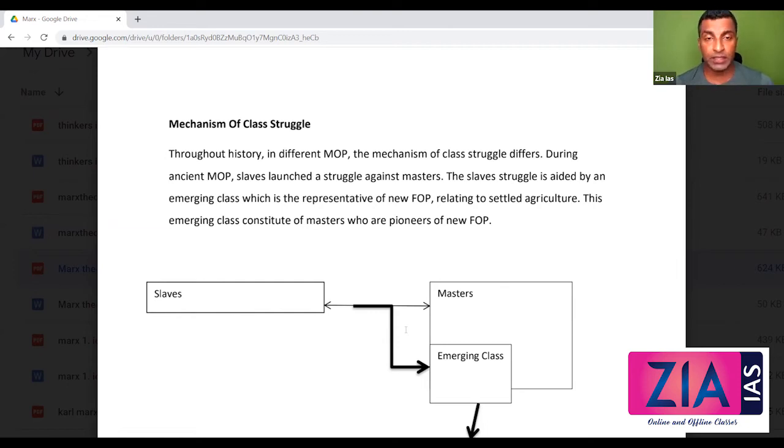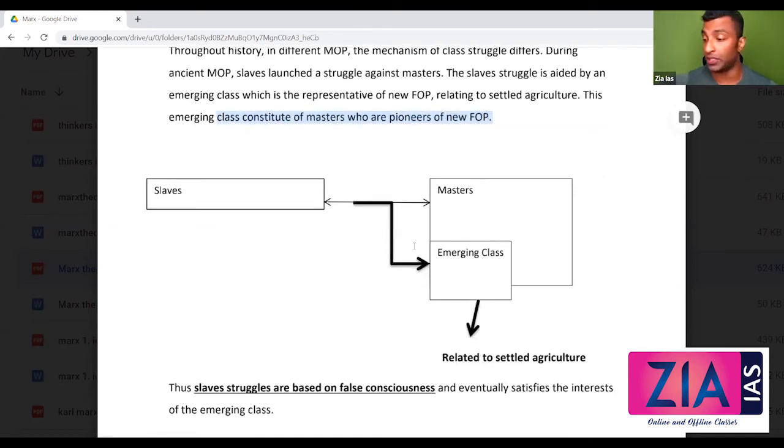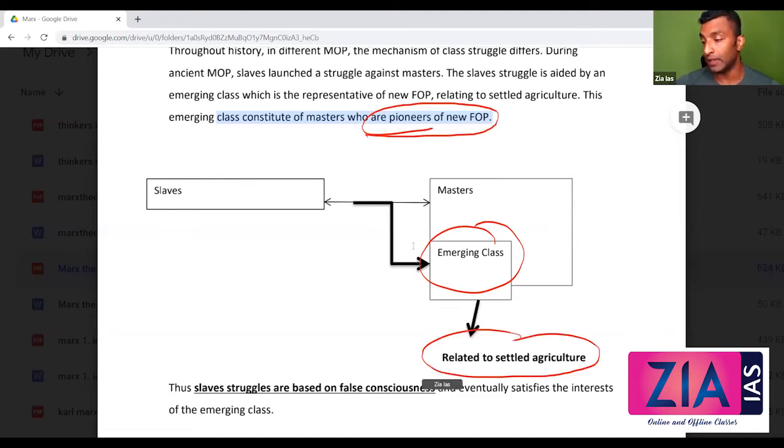During the ancient mode of production, slaves launched a struggle against masters. The slave struggle is aided by an emerging class, which is a representative of new forces of production relating to settled agriculture. This emerging class consists of masters who are the pioneers of new forces of production. So this is very important. This is an emerging class, the pioneers of new forces of production related to settled agriculture.